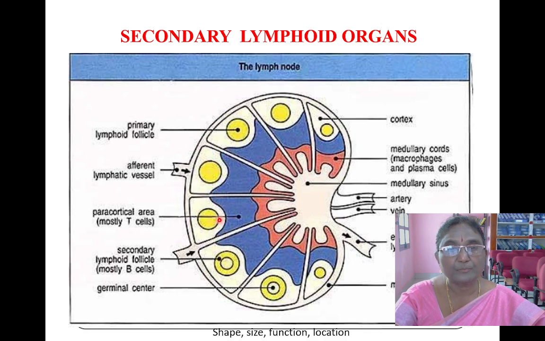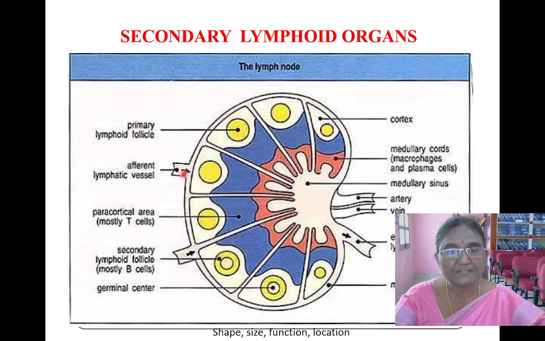They are present all over the body. More are present at joints, and mostly at the groin and axilla. That means the regions where the legs and arms are attached to the body contain more lymph nodes. This lymph node is an encapsulated, bean-shaped structure. The capsule penetrates into the inner tissue to form septa or trabeculae.